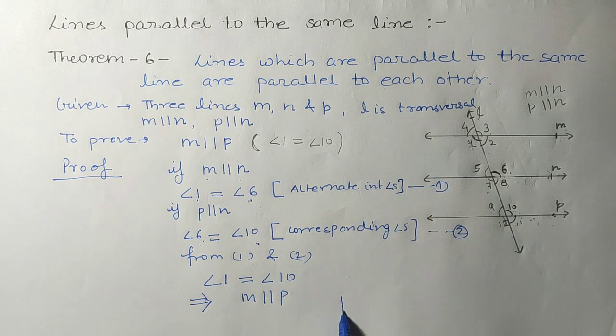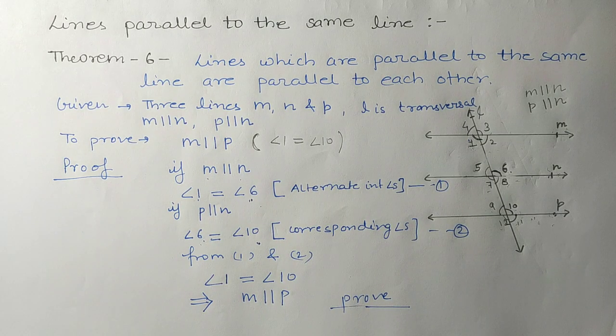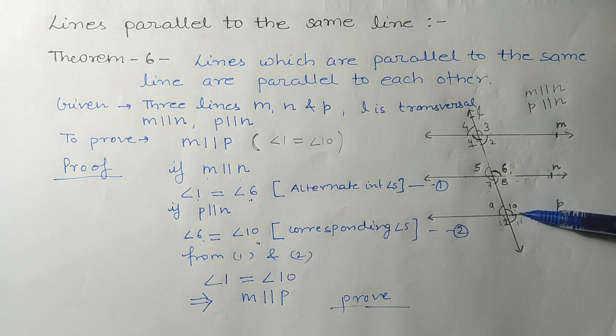So very easy proof of this is here. Simply we can say that angle 1 is equal to angle 6 because of alternate interior angles, and angle 6 is equal to angle 10 because of corresponding angles. So we can directly say that angle 1 is equal to angle 10, and by this we can see that the line M is parallel to P. So this is the proof of this theorem.